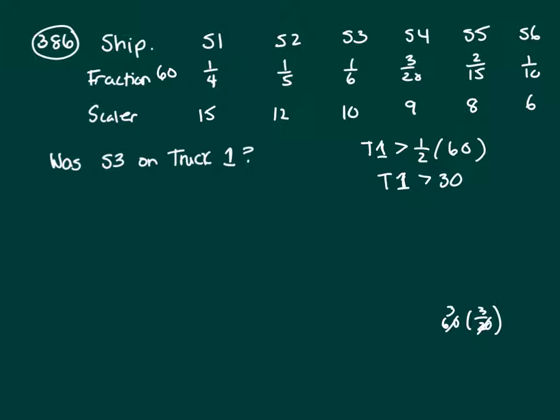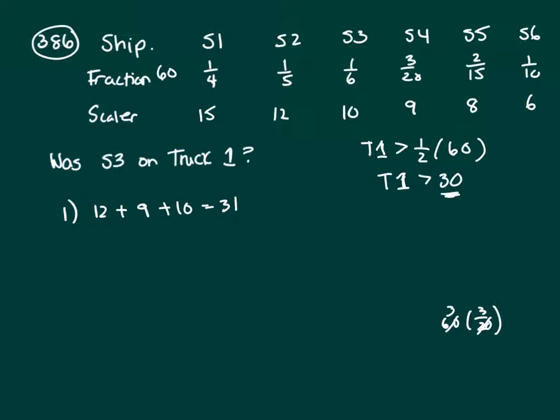All right, so with that done, let's see what our clues say. Clue 1 says shipment 2 and shipment 4 were on the first truck. Well, we know the first truck's got to be more than 30. So shipment 2 is a 12 plus shipment 4, which is a 9. Okay, so maybe we're trying to figure out what shipment 3 is. What is shipment 3? 10. Well, 12 plus 9 plus 10 is 31. Well, that's good because it's greater than 30.